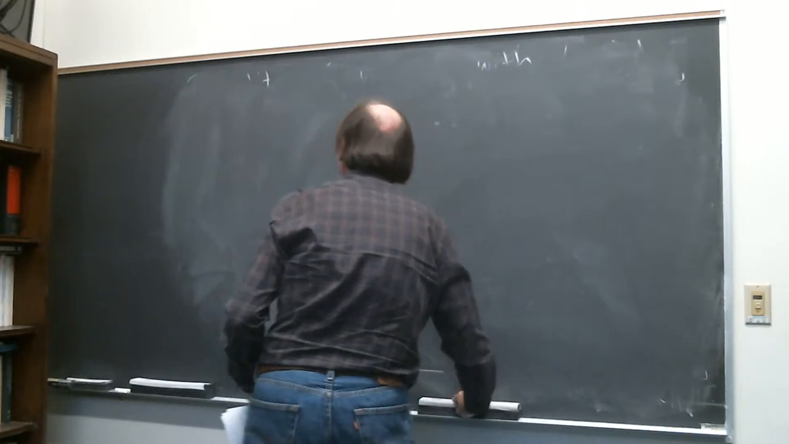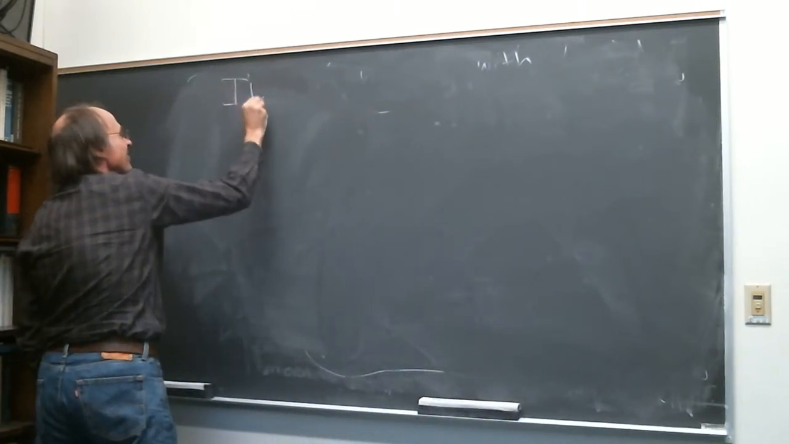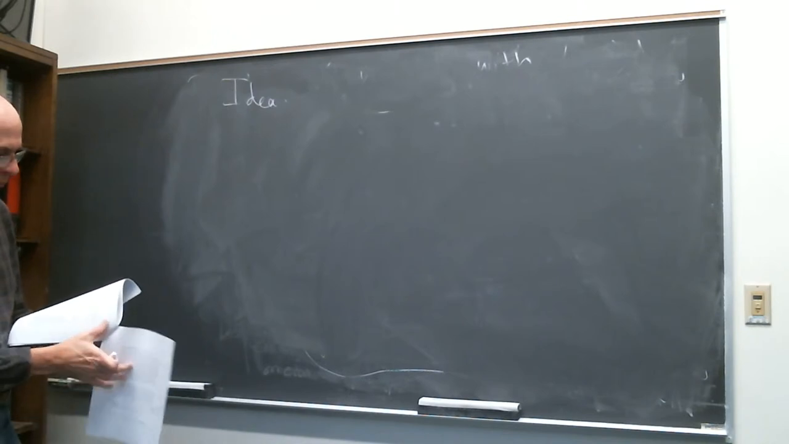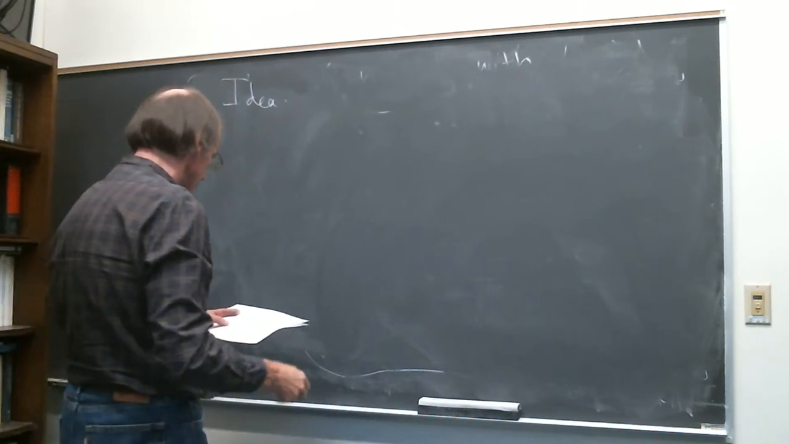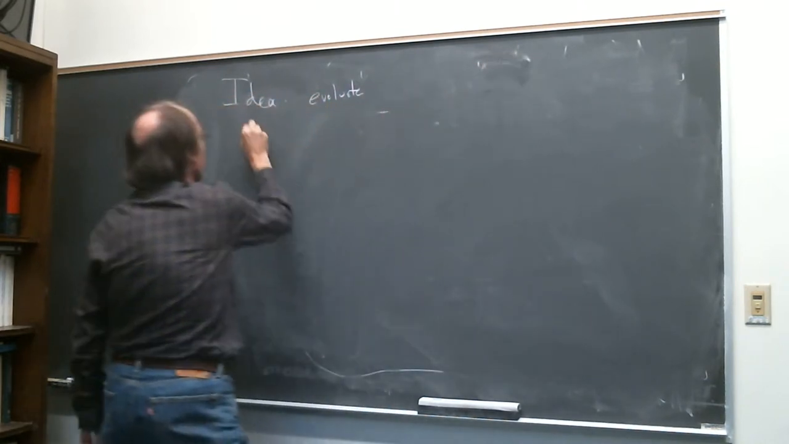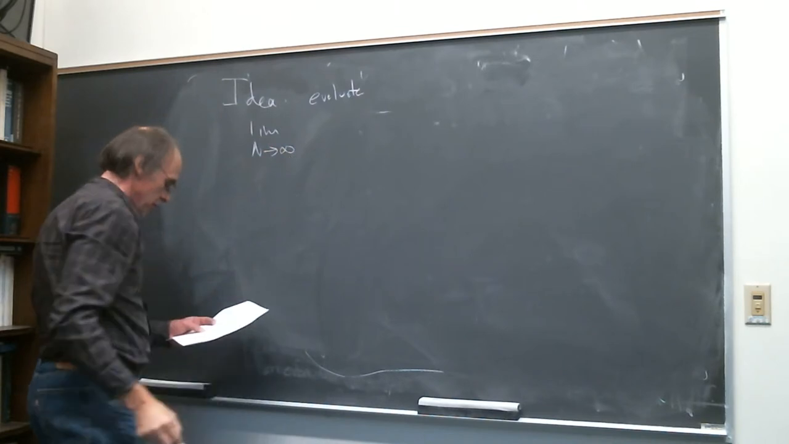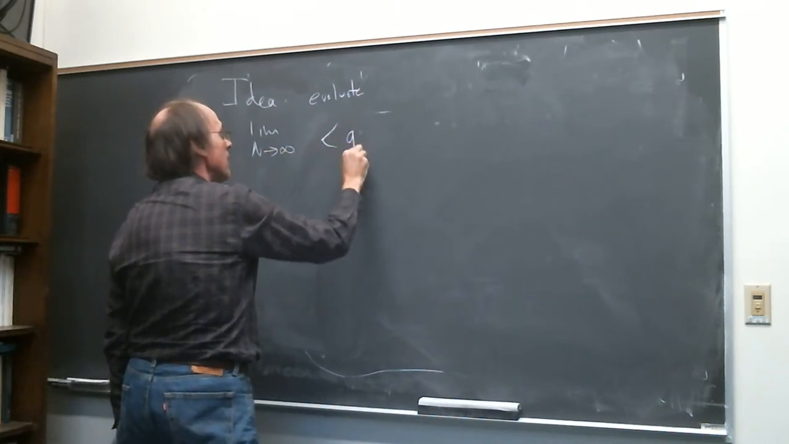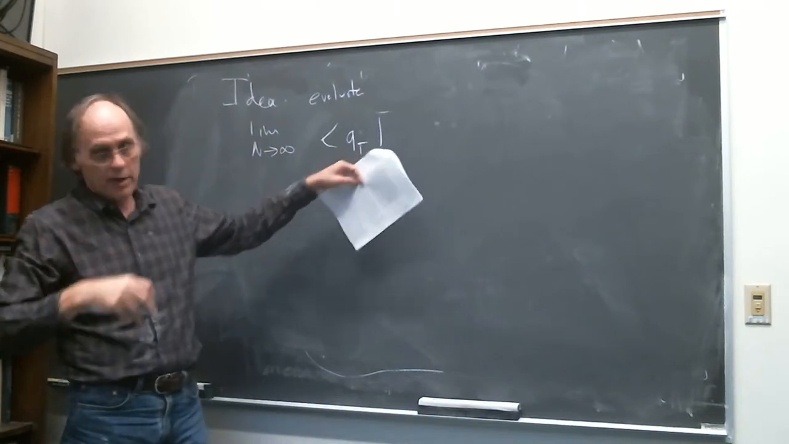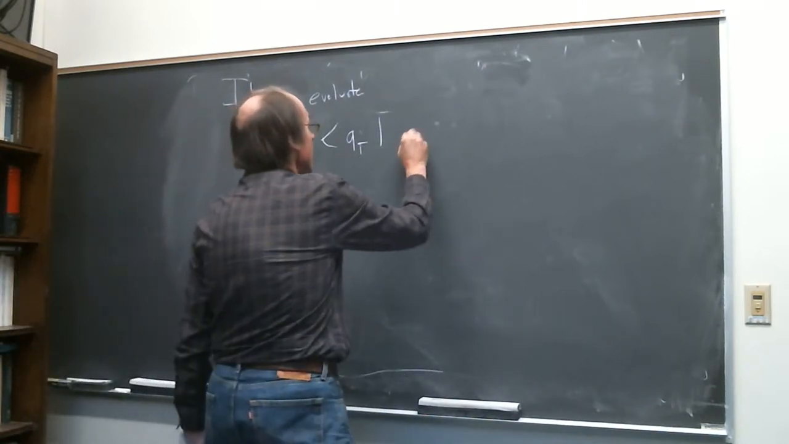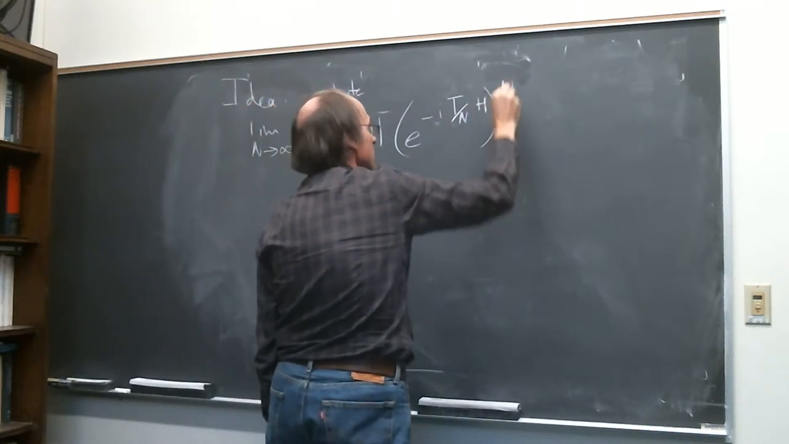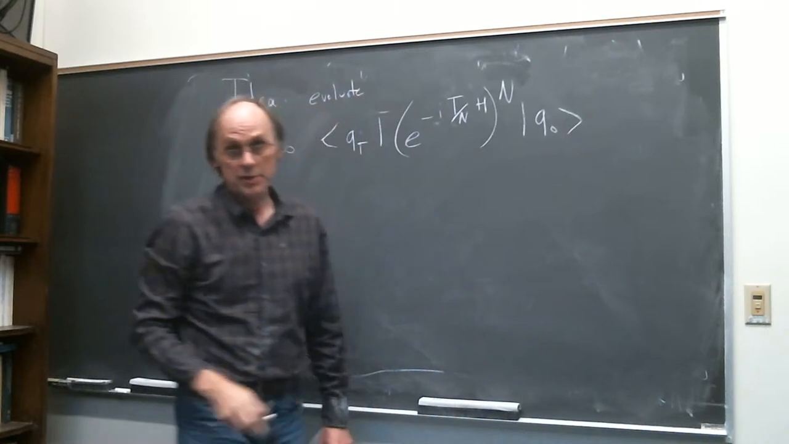So the idea is to break up to evaluate, as n goes to infinity, what you've done is you take the evolution operator, you evolve for a time t divided by n. So it's e to the minus i t over n h, and then you do it n times. So you do this.